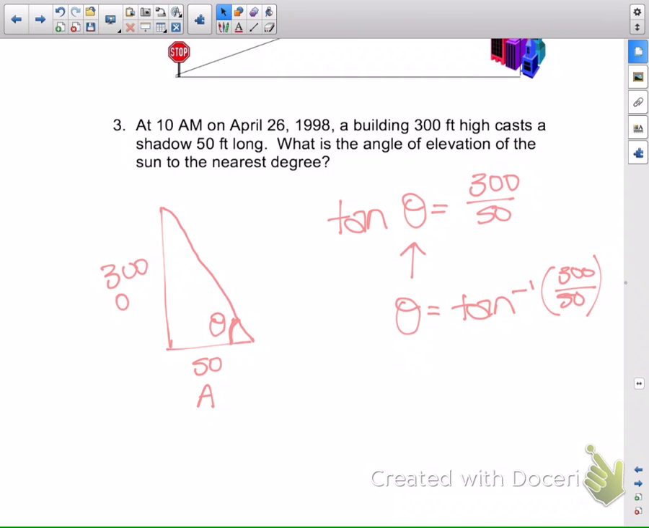So this is the first time we've used inverse. This is only when you are solving for an angle. So under your trig menu, you have an inverse tangent button. These typically we round to the nearest degree. This gives me 80.53, which is about 81 degrees.